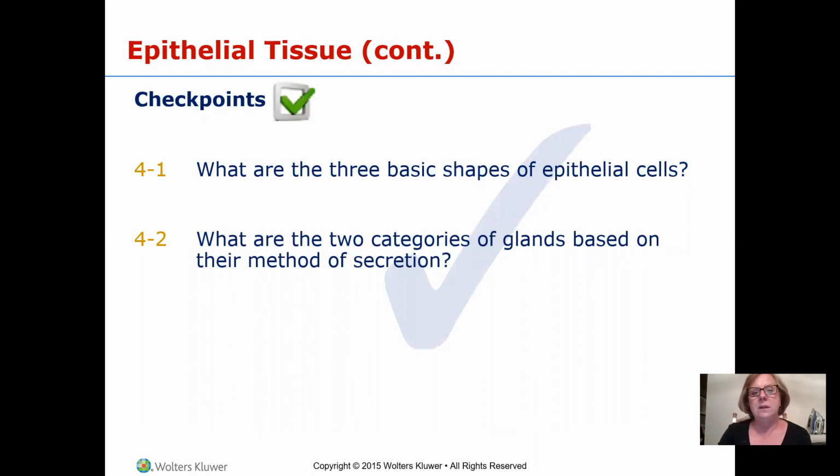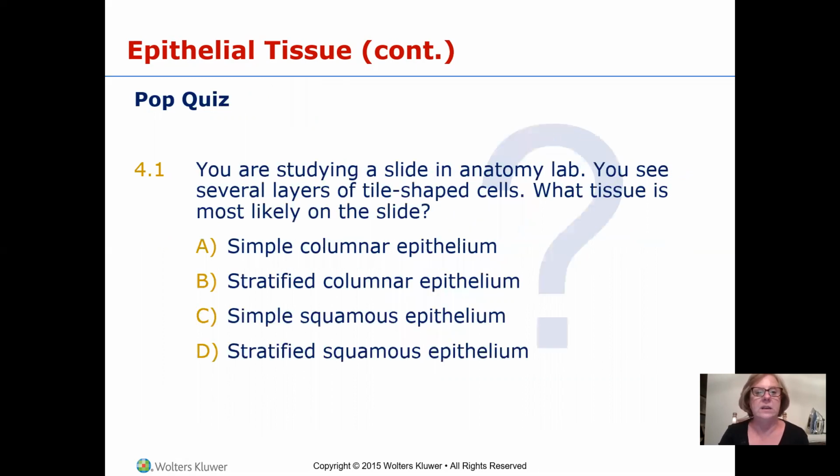So what are the three basic shapes of epithelial cells? You would have the squamous, the cuboidal, and then you would have the columnar. And what are the two categories of glands? That would be the exocrine and the endocrine.